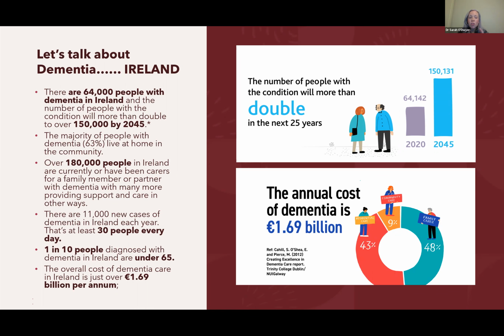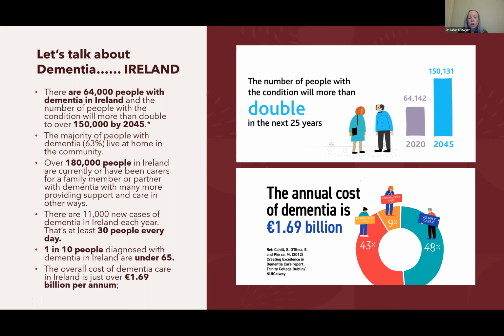And on average, there's about 180,000 people in Ireland who are currently or have been carers for a family member or a partner with dementia. And a lot of people provide support that's really kind of undocumented or not recorded. So there's probably a lot more people involved in the care of individuals who have memory deficits and dementia. There's about 11,000 new cases each year, and that on average is 30 cases a day of dementia being diagnosed in this country. And 1 in 10, so 10% of individuals are under the age of 65, which is basically early onset dementia, essentially. Now, specifically for Alzheimer's disease, frontotemporal dementia does have a tendency to occur before the age of 65, but in the case of Alzheimer's disease, that's early onset.